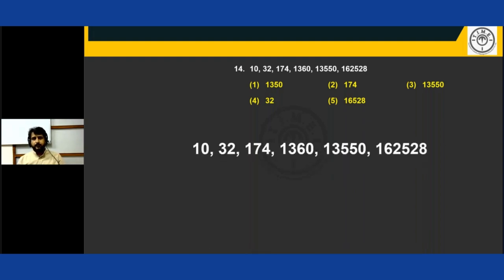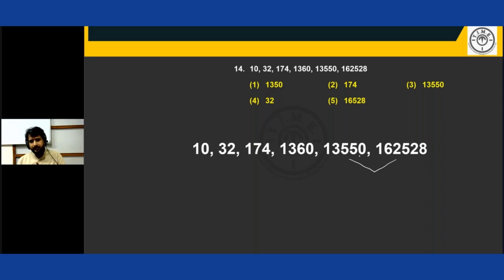You will be given larger numbers also, but don't be afraid of looking at the larger numbers. When they give the larger numbers, it is simply product logic. That's it. 13,550, 16,25,28. It is in 10,000s, it is in lakhs. But 13,550 to 1,62,528, it goes maximum 11 times, not more than that.